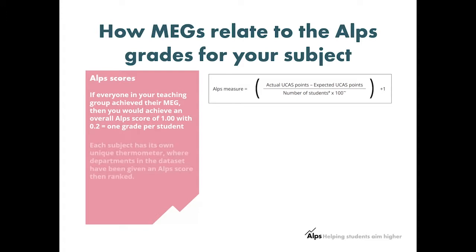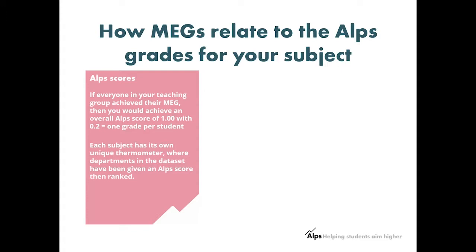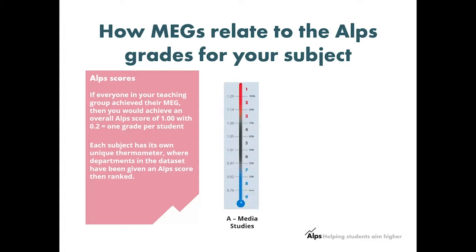And then what our data team do is they look at constructing a unique thermometer for every subject. So they look at the scores achieved by each of the departments in the national data set for each subject and then rank them on a thermometer. Okay, so I'm going to show you a few thermometers. Okay, so there's the first one, it's media studies.